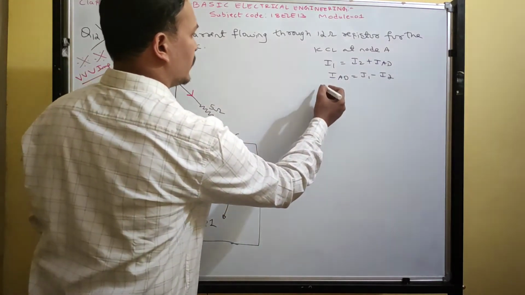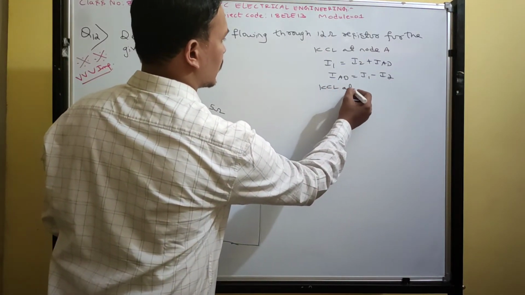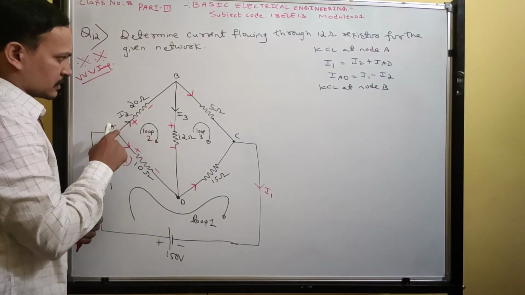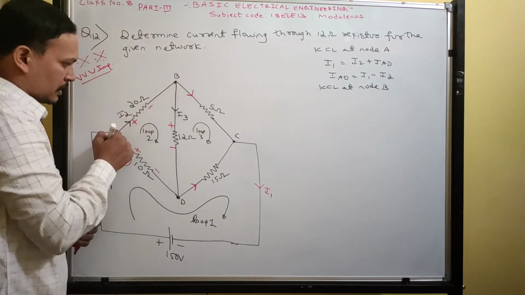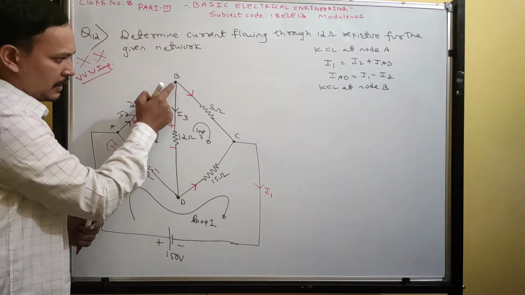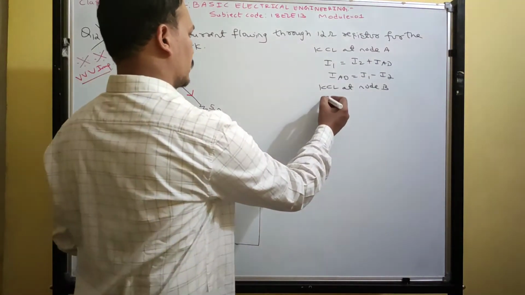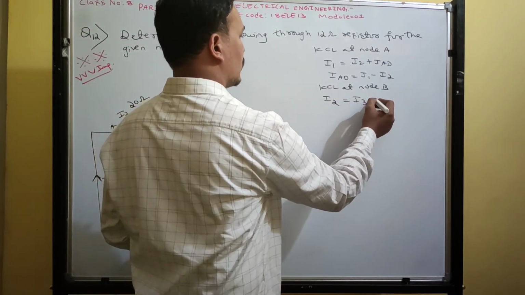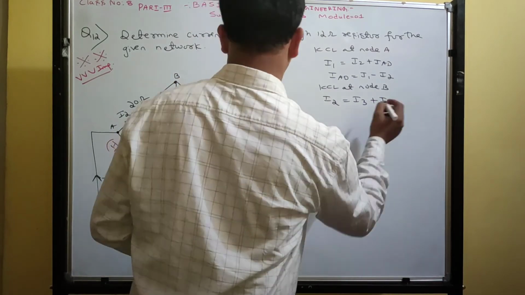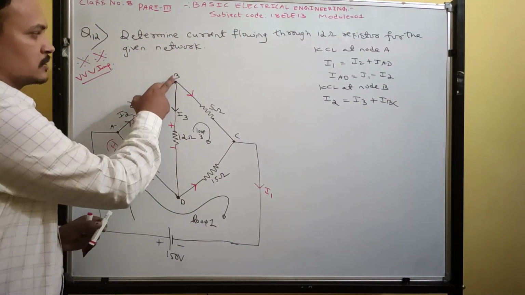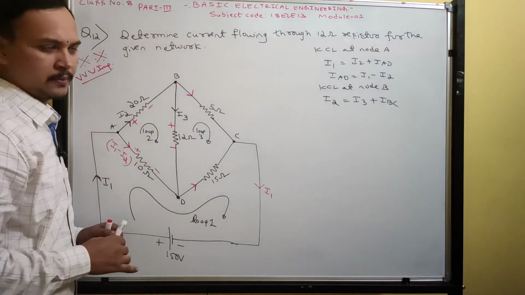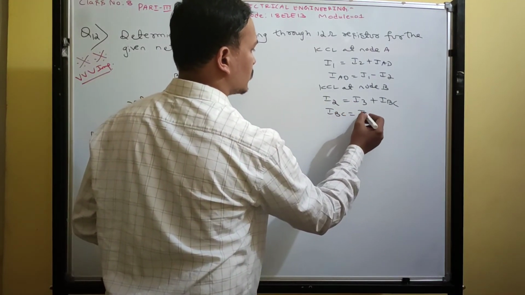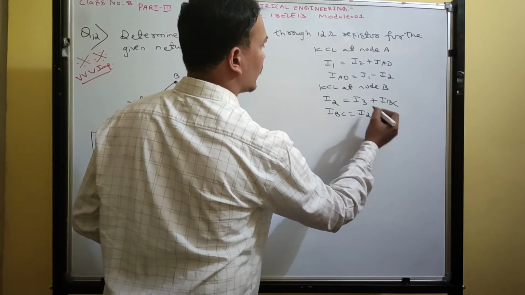Apply KCL at node B. What does KCL state? The current entering this node is I2. What is the current leaving? I3 and IBC. The entering current is I2 and the outgoing currents are I3 plus IBC. Some current flows from B to C, that is IBC. But I need this current. What is IBC? The IBC current is I2 minus I3.